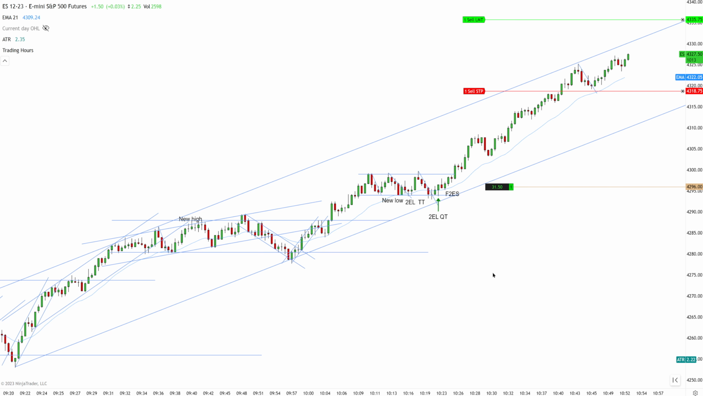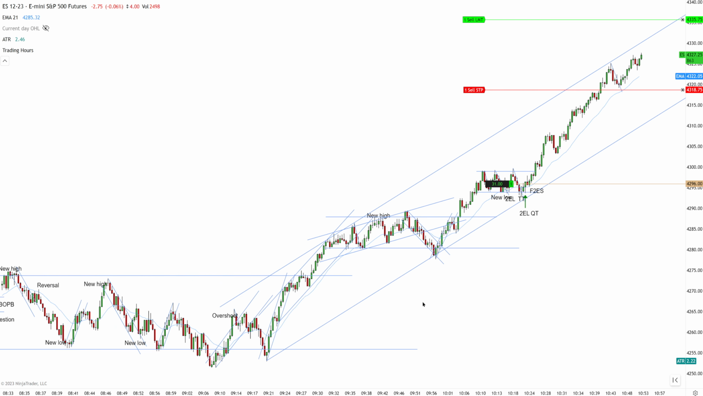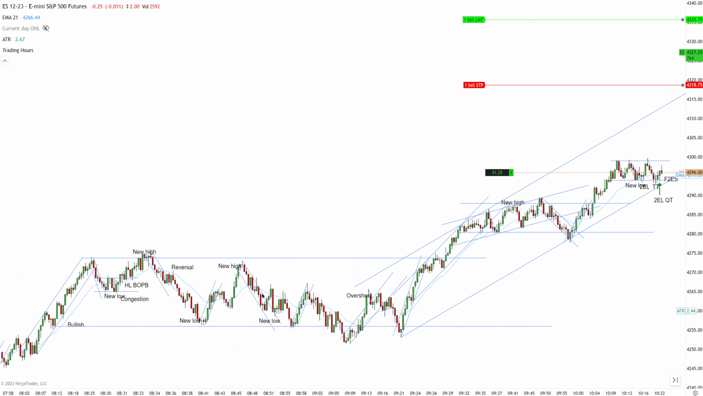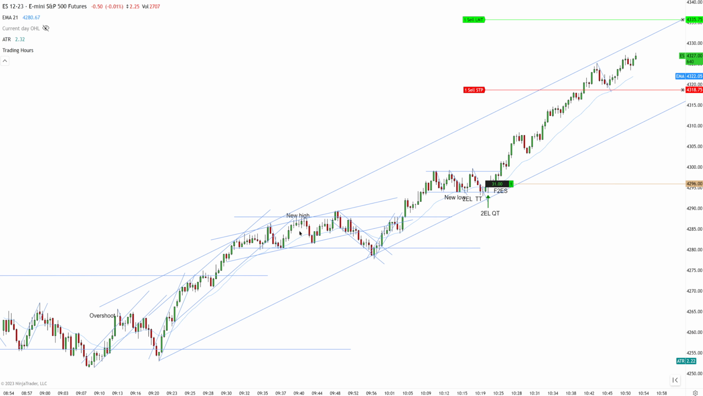You know, it wasn't easy. My eyes, they were starting to hurt. I had to take a break. I had to walk around the office because I just don't see any good setup right here at the beginning of this trend range. No good opportunities for me while the uptrend was developing.